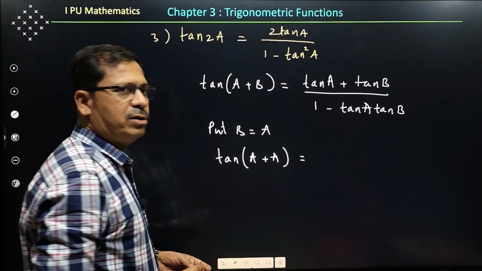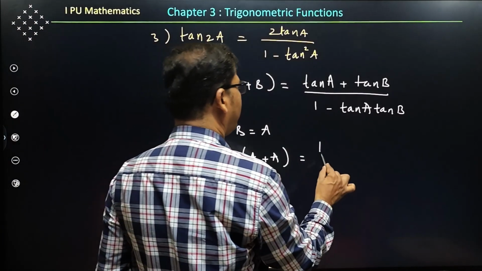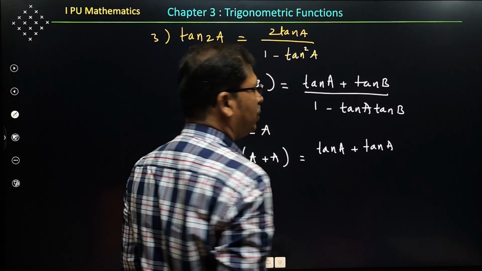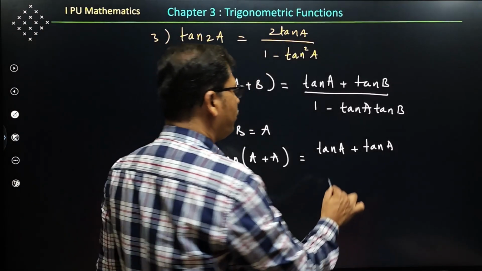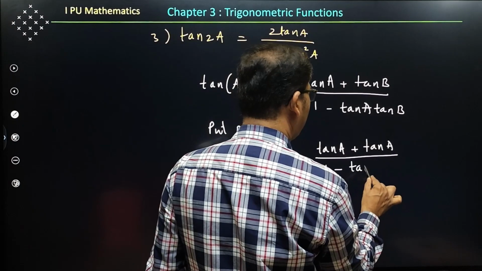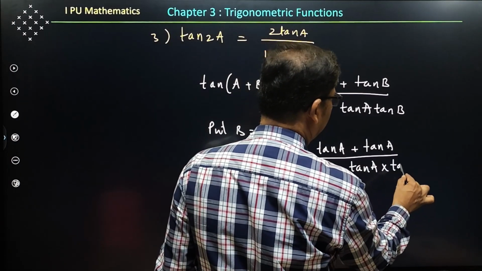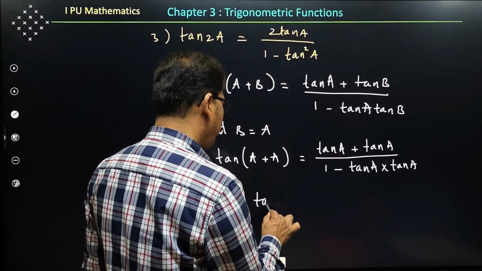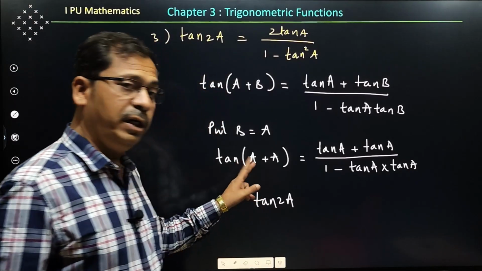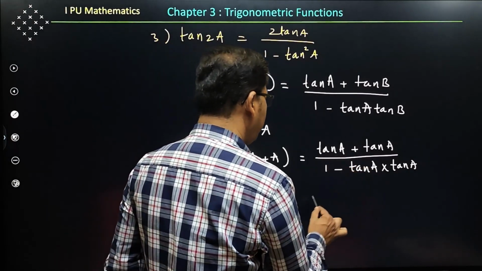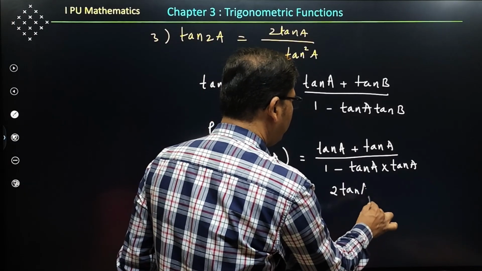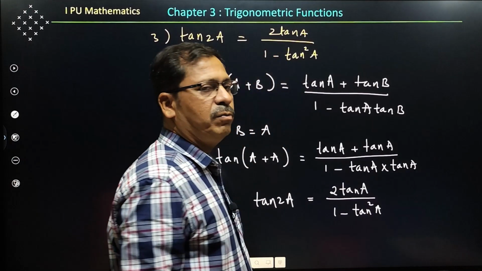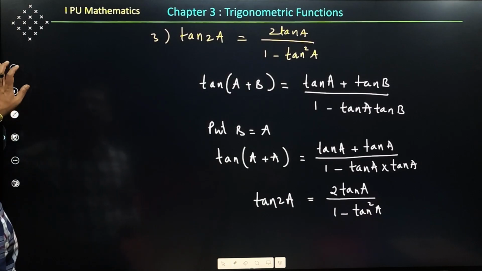which is equal to tan a as it is, plus tan b. In place of b, you write a, divided by 1 minus tan a into tan a. So tan of a plus a on the left side leads to tan 2a, and tan a plus tan a is 2 tan a, and then divided by 1 minus tan a into tan a, which is tan square a. So this completes the proof for the result tan 2a.